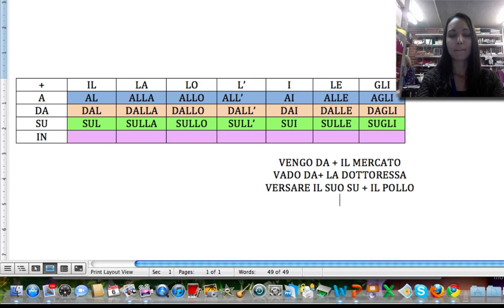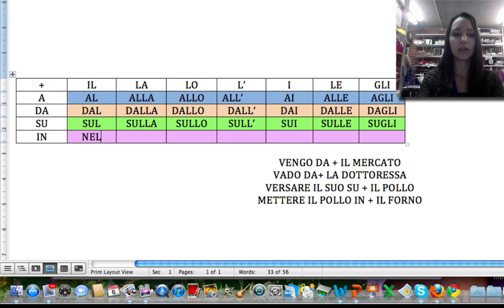And in, for example, again going back to recipes, put something in the oven: mettere il pollo in plus il forno. We cannot have in plus il separate. We must combine them into one word, and that would become nel forno. Put something in the saucepan: mettere il pollo in plus la padella. Again, we cannot have in and la as separate. We need to combine them into one word and it becomes nella. So nella, nello, nel, nei, nelle, negli.